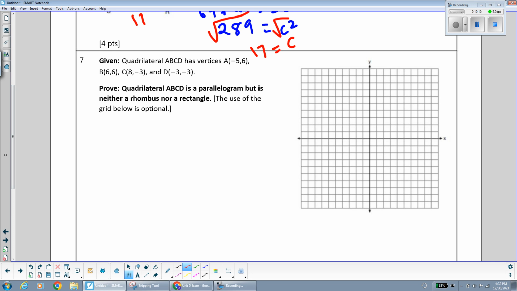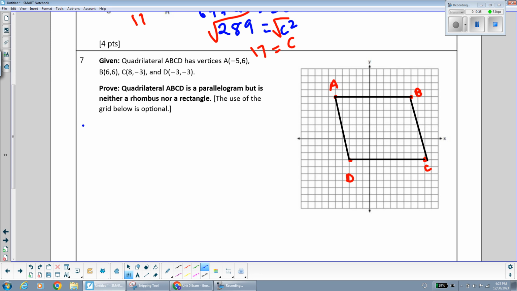I'm just going to take a minute and grab it, even though the use of the grid is optional. Let me pause the video. So here I have my quadrilateral ABCD graph, and the question's asking for three things. First, it's asking us to show that it's a parallelogram, and then to show it's not a rhombus and not a rectangle. So first things first, we have to start off by showing it's a parallelogram. That's what comes first before we can even think about it being a rhombus or a rectangle.